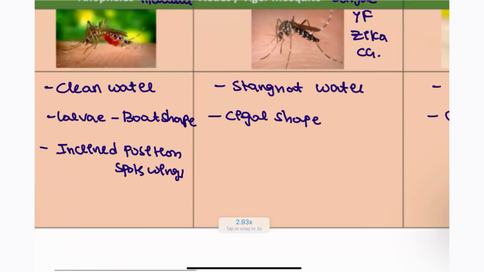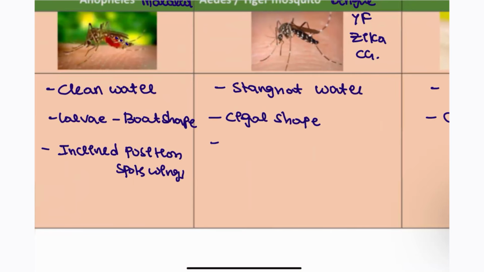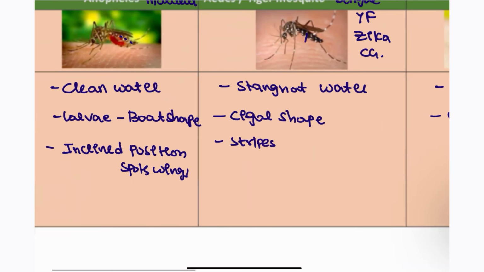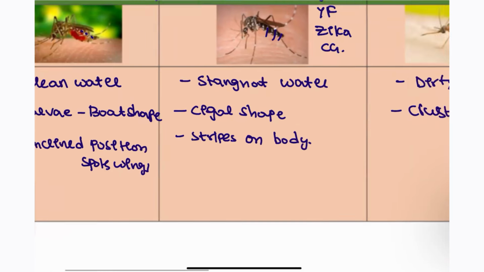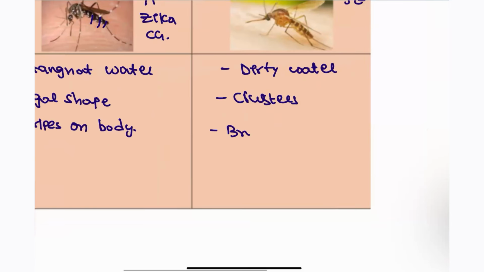And here in the Aedes tiger mosquito, stripes will be seen. Okay, the stripes will be seen. Stripes on the body will be seen. So this one is completely brown color, brown hunchback, which will be seen here.